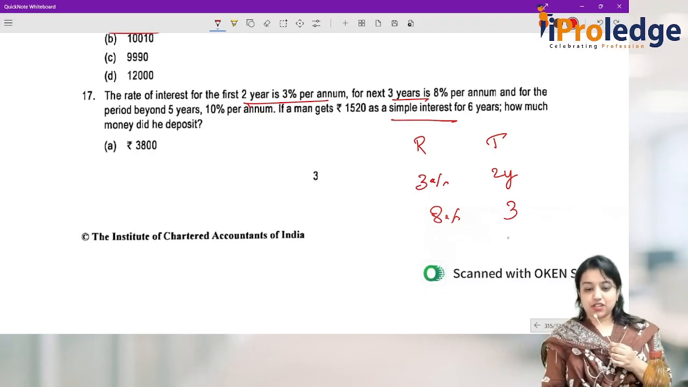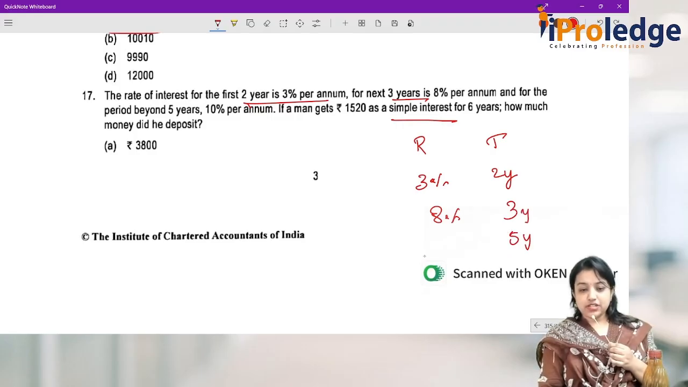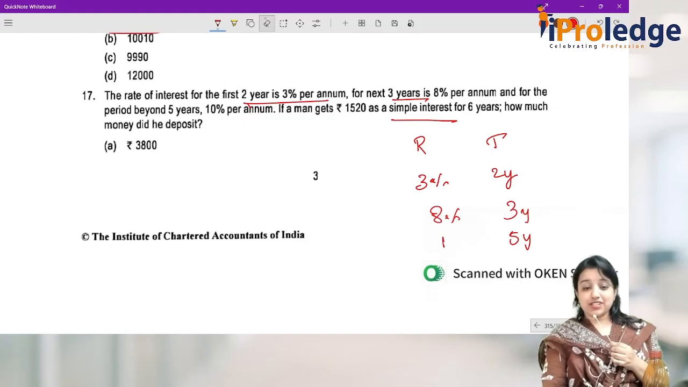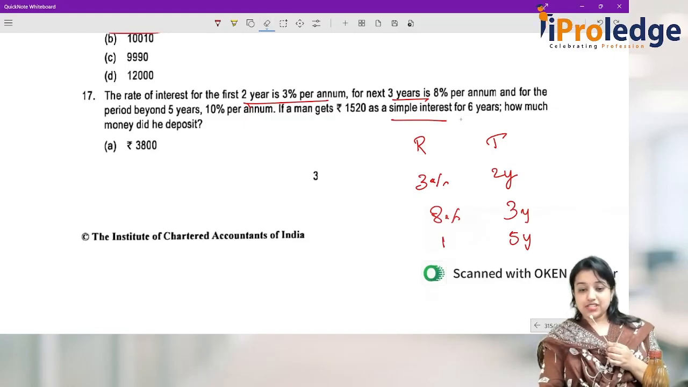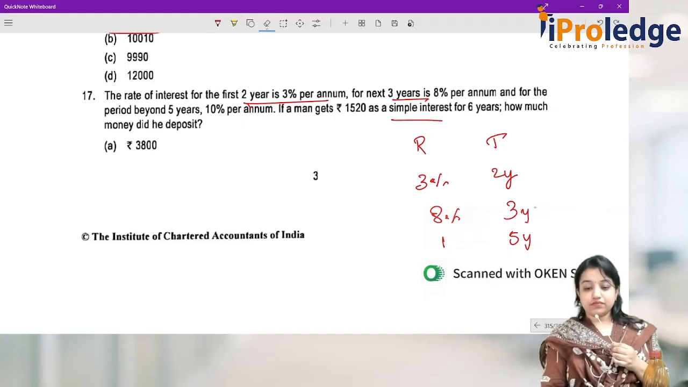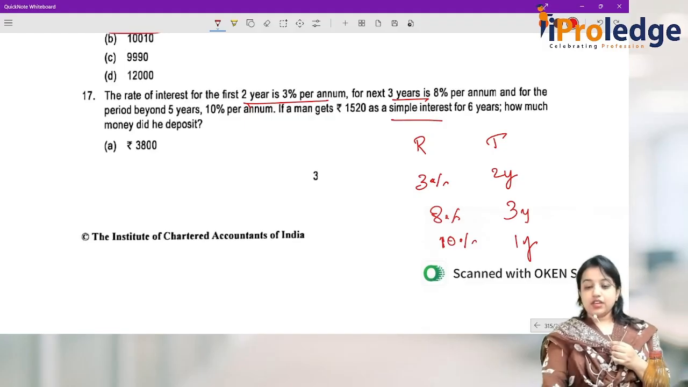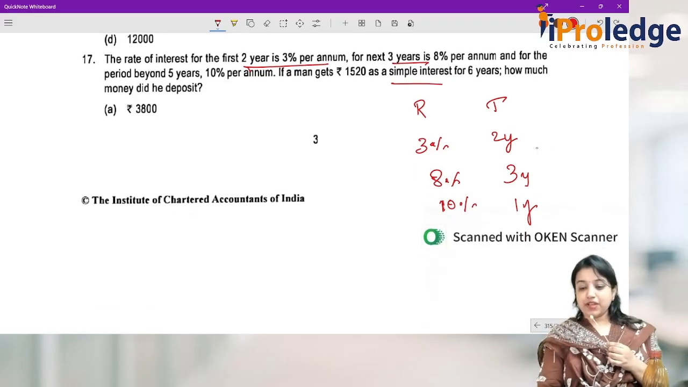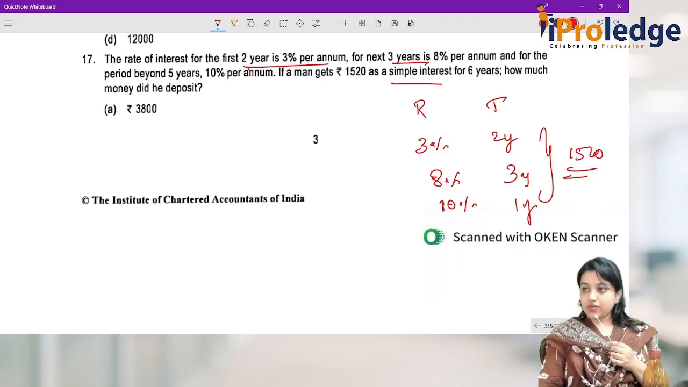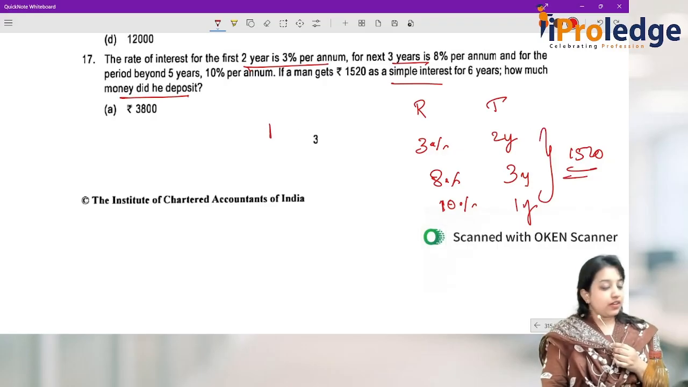Okay, take it as the next 5 years. Next 5 years, it is, no, beyond 5 years. For 6 years, what is remaining? In 1 year, it is 10%. Okay. So how much total interest has come? 1,520. So how much money did he deposit?